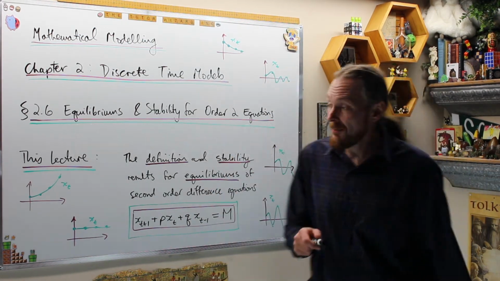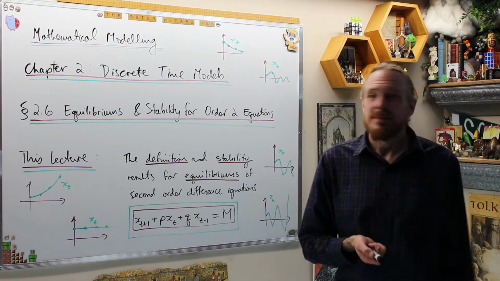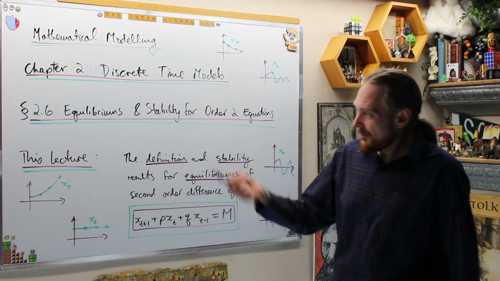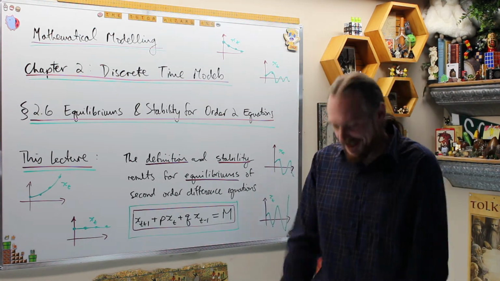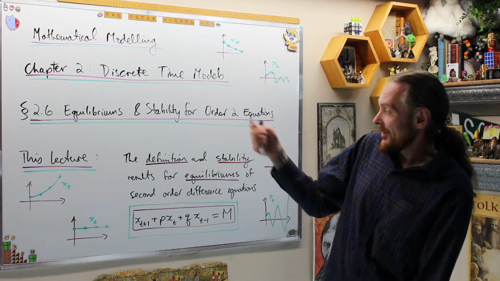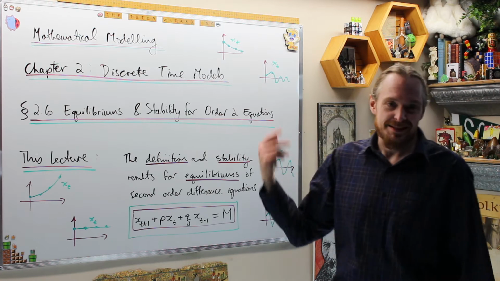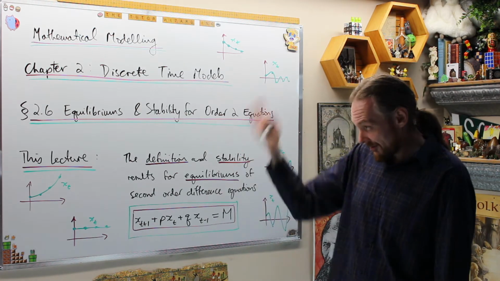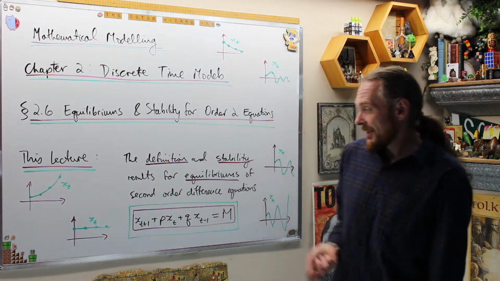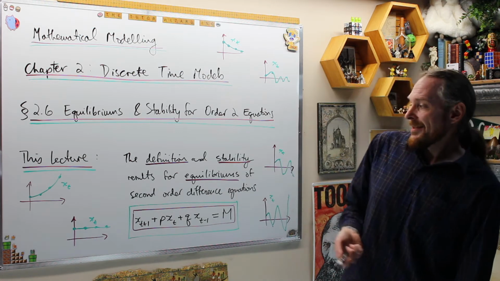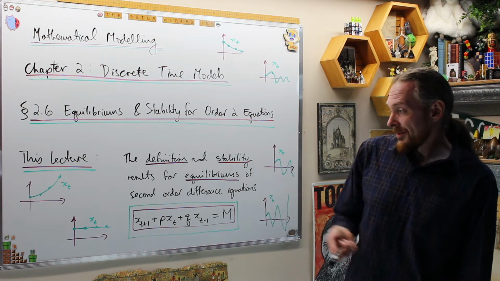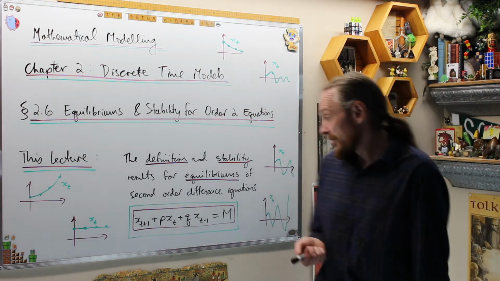What we're doing is mathematical modeling. Chapter 2 is discrete time models. Specifically, section 2.6 is now going to look at investigating equilibria and stability of higher order equations. Higher order gets complicated really fast, so we'll discuss order 2, which we've been doing in this course so far. This lecture specifically, what we're going to do is the definition and stability results for equilibriums of second order difference equations. Let's get to it.